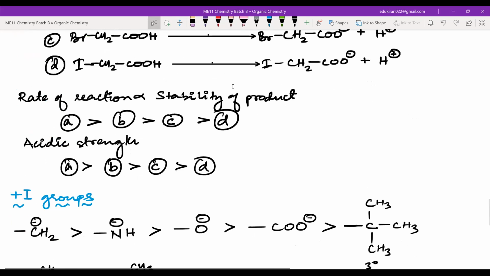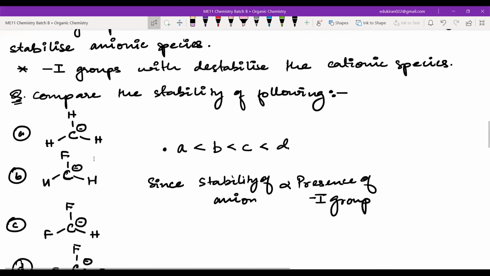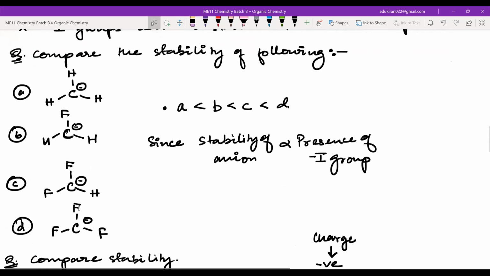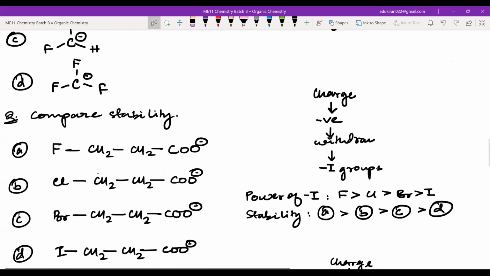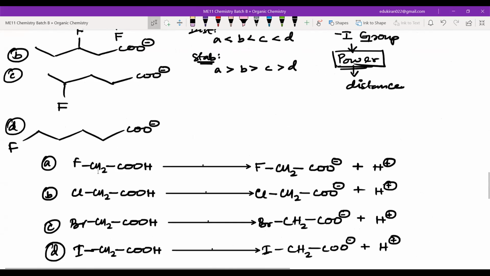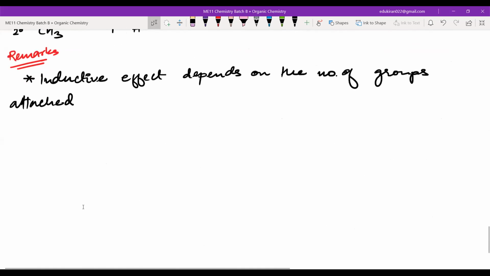So the example would be the first example that we did. This carbon atom did not have any minus I. This had 1, this had 2, this had 3. So that is why the intensity of the withdrawal of electron through inductive effect will increase. So it depends on the number of groups attached.